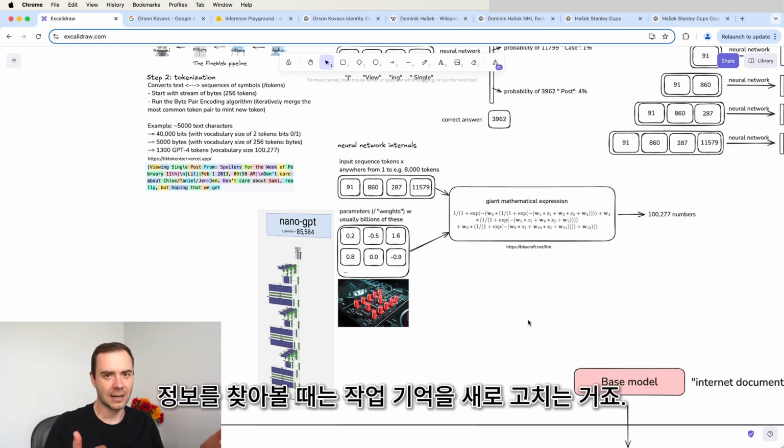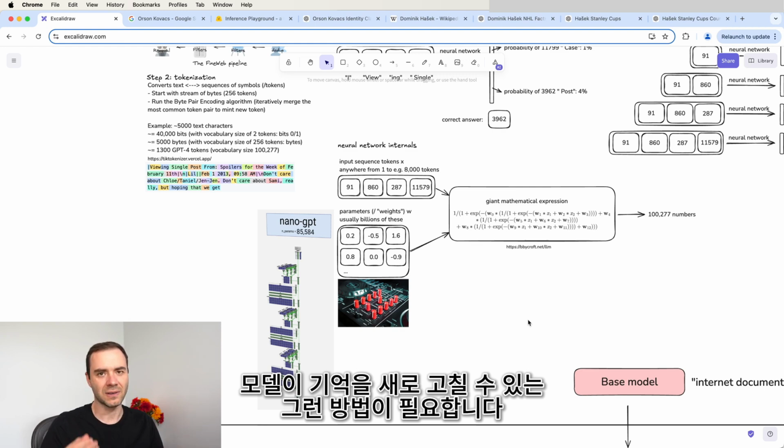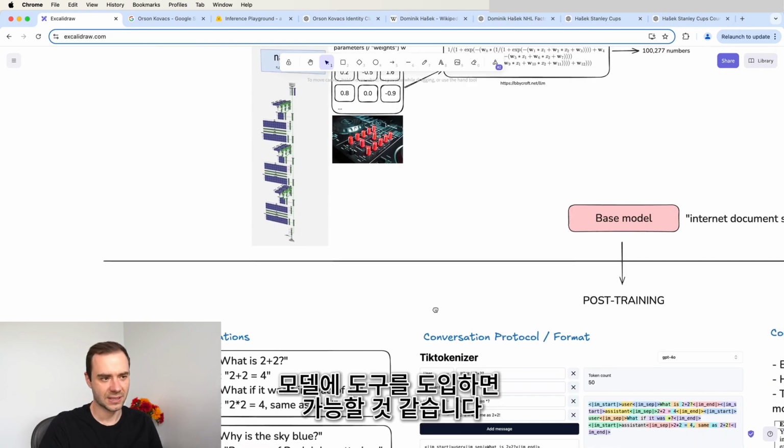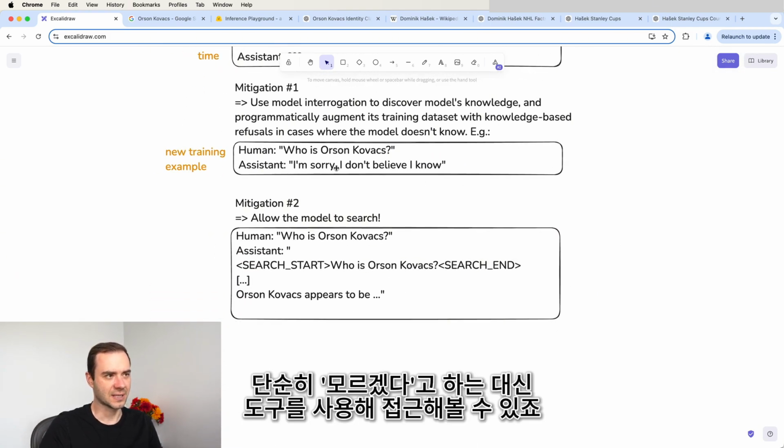Now, when you go and look it up, what you're doing basically is refreshing your working memory with information, and then you're able to sort of retrieve it, talk about it, etc. So we need some equivalent of allowing the model to refresh its memory or its recollection. And we can do that by introducing tools for the models. So the way we are going to approach this is that instead of just saying, "Hey, I'm sorry, I don't know," we can attempt to use tools.